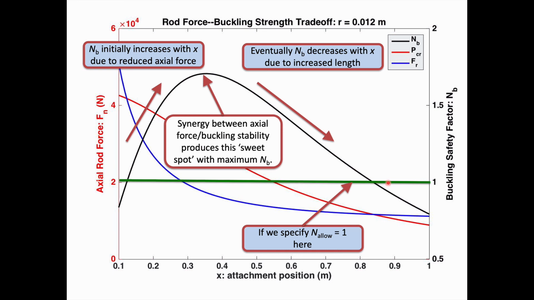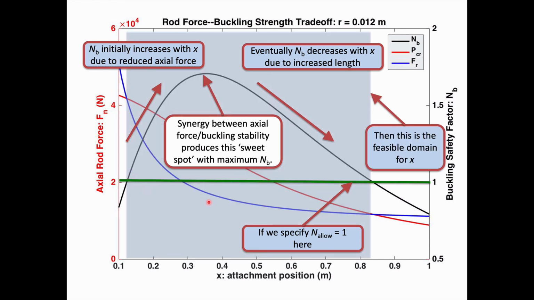So that's this green line, and any design where the safety factor is above this green line is a feasible design. Here's one way of visualizing the feasible domain. It's all of these values of x where the buckling safety factor is greater than the allowable safety factor. But of course, this is quantified only for one particular value of radius. But this is helpful to understand the trade-offs and relationships that are at play in this problem.